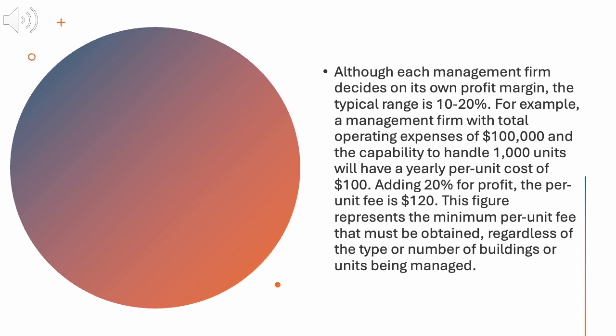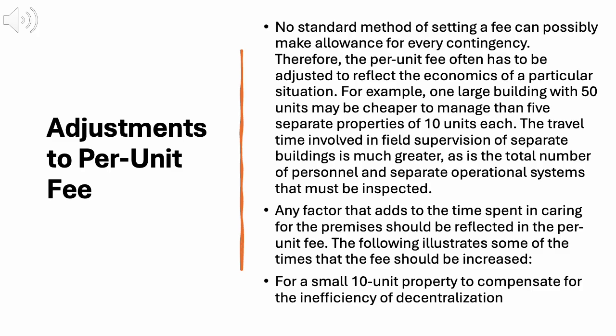For example, a management firm with total operating expenses of $100,000 and the capability to handle 1,000 units will have a yearly per unit cost of $100. Adding 20% for profit, the per unit fee is $120. This figure represents the minimum per unit fee that must be obtained regardless of the type or number of buildings or units being managed. Adjustments to per unit fee.